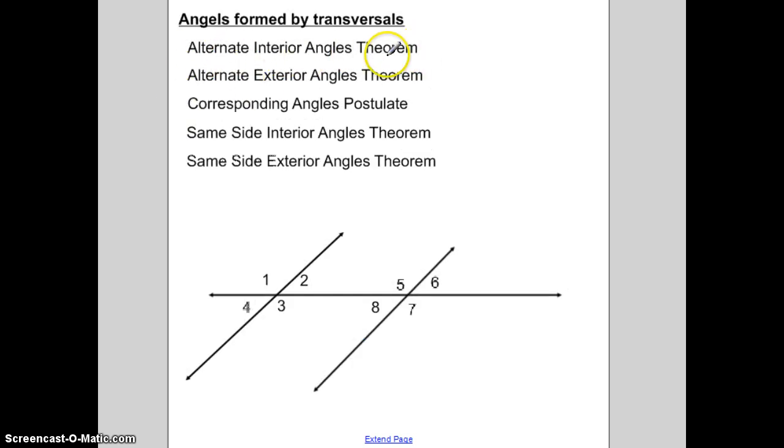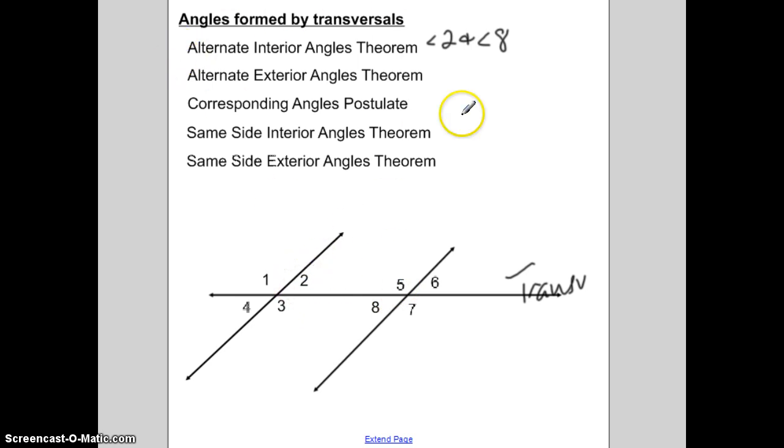Alternate interior angles theorem. So we're talking about angles, not angels. I misspelled that. Angles formed by transversals. An example of alternate interior would be angles alternating across the transversal, this being the transversal. This is that line right here. It's the one that crosses 2 lines. It alternates across the transversal and is on the interior. An example would be angle 2 and angle 8. Another example is 3 and 5.